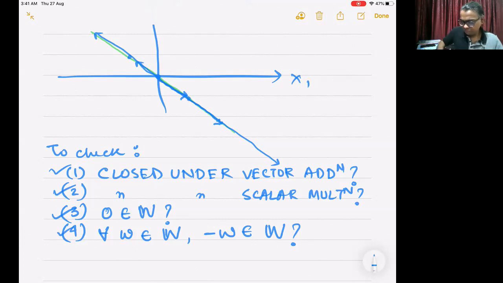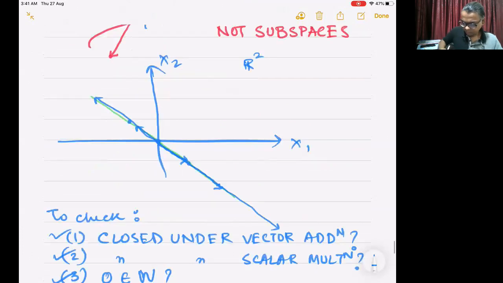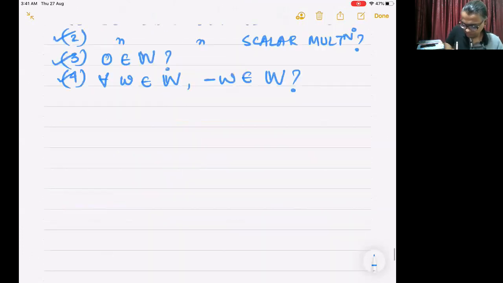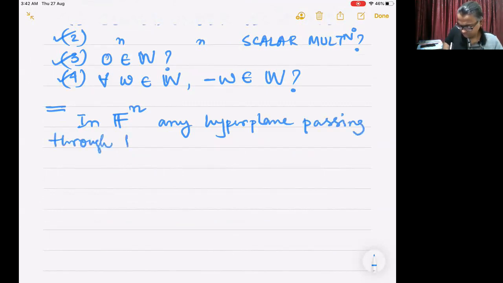Now, once again with a little flight of imagination, so this is example number 1. With a little flight of imagination, in F to the n, any hyperplane passing through the origin is a subspace.